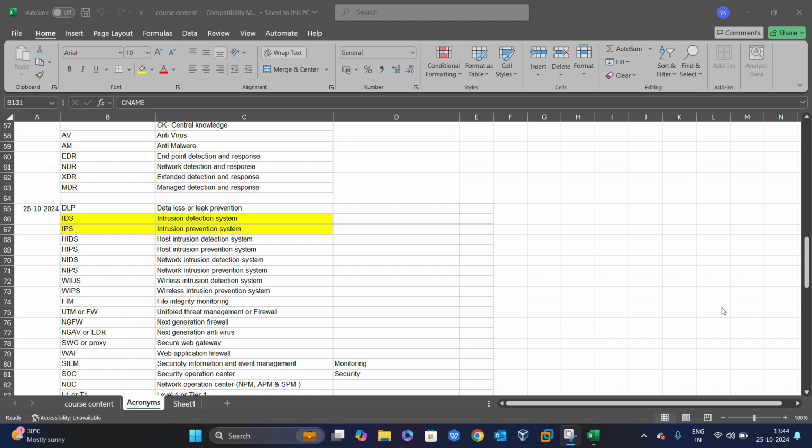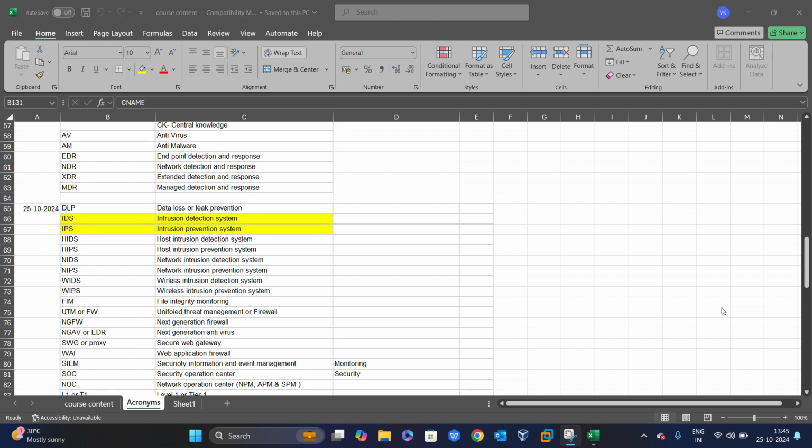It is one of the favorite interview questions. What is the difference between IDS and IPS, or what is IDS IPS? Once again, IDS and IPS types are there. On the endpoint side, we have host IDS and host IPS. On the network side, we have network IDS and network IPS. Even on the wireless or Wi-Fi side also.